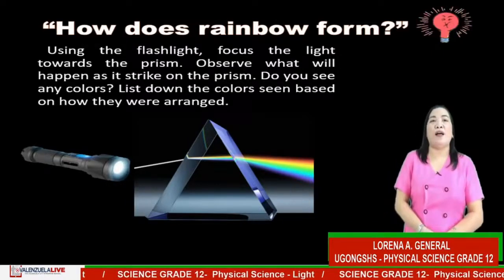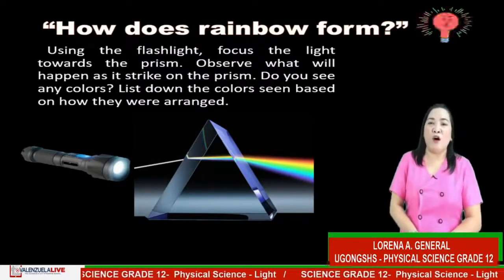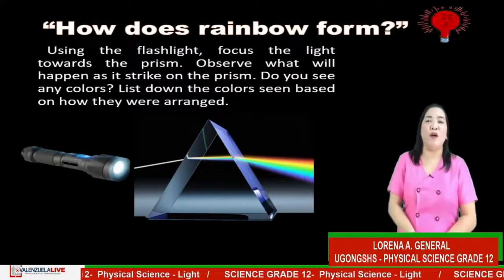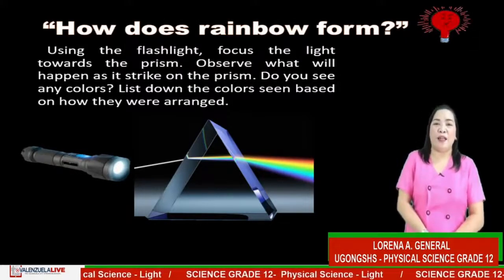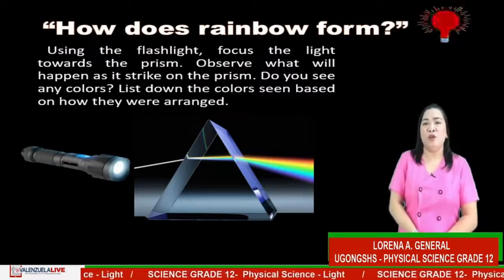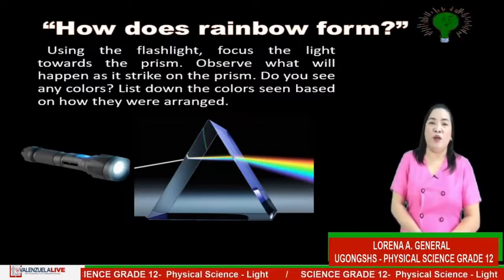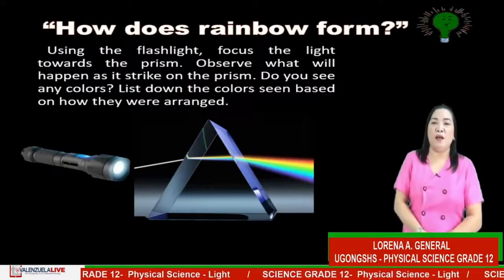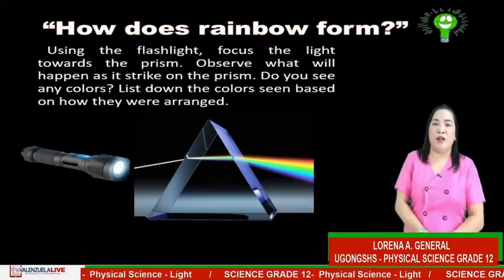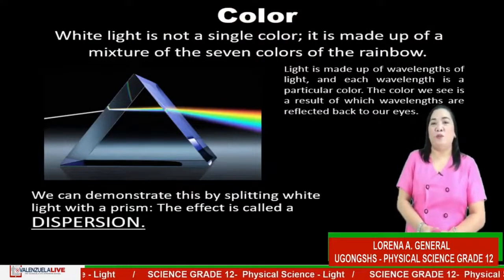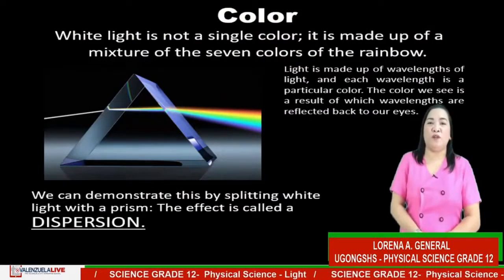So using the flashlight, focus the light towards the prism. If you have a prism at your home, observe what will happen as it strikes the prism. Do you see any colors? Look at our figure and list down the colors seen based on how they were arranged. Okay, so I think you've seen different kinds of color.